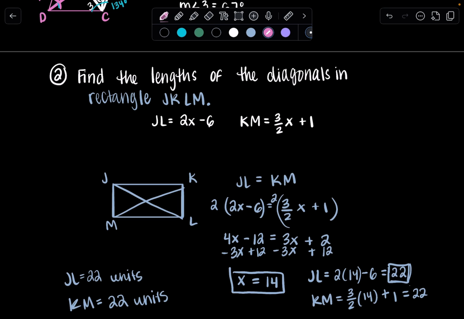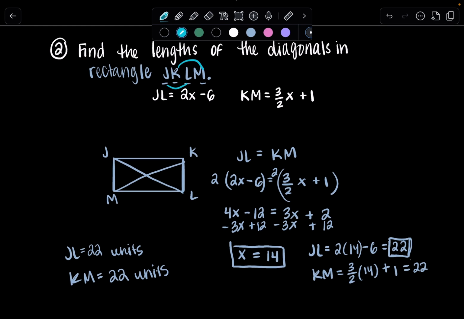I drew a picture. Now we can't just place these letters in any which places. You have to put them in order, so I have JKLM. You could have rearranged the order, but the following things will be true. Notice J is not next to L, so they're opposites, and K is not next to M, so they're opposites, or diagonals. When we set them equal to each other, we get x is equal to 14. Then when I substitute that back in, I get JL is equal to 22 units and KM is equal to 22 units.